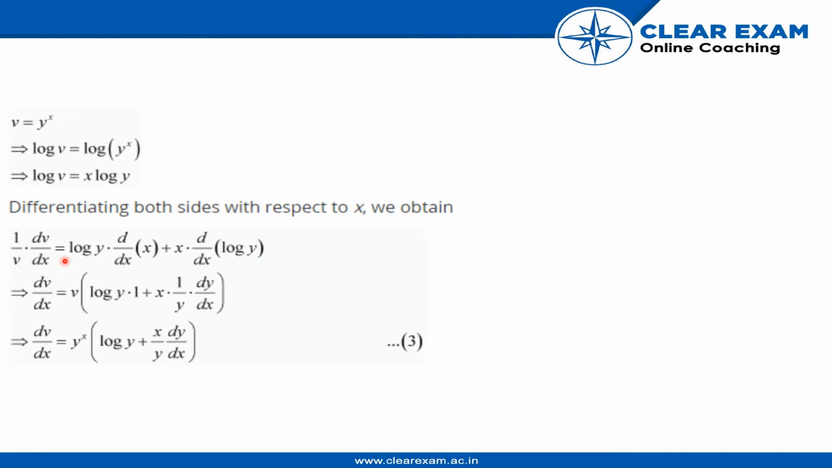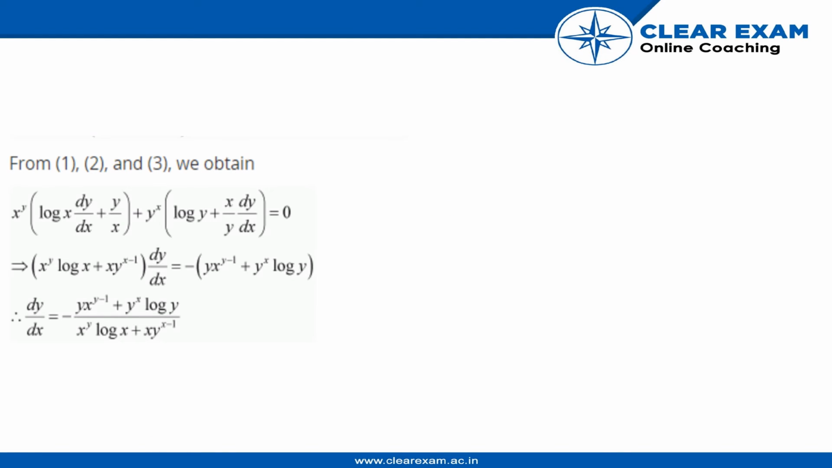Cross multiplying v on the RHS, we get dv by dx equals v into log y plus x dy by y dx. Hence dv by dx equals y to the power x into log y plus x dy upon y dx. From equations 1, 2 and 3, we get x to the power y into log x dy by dx plus y by x, plus y to the power x into log y plus x dy upon y dx, equals 0.